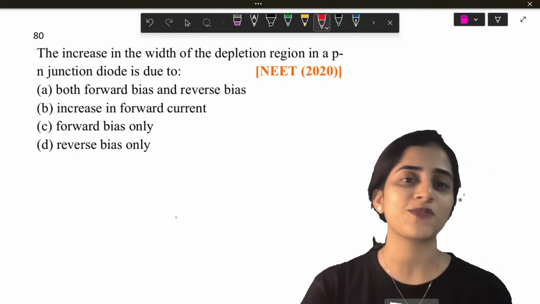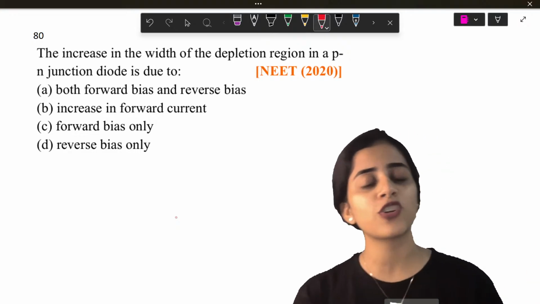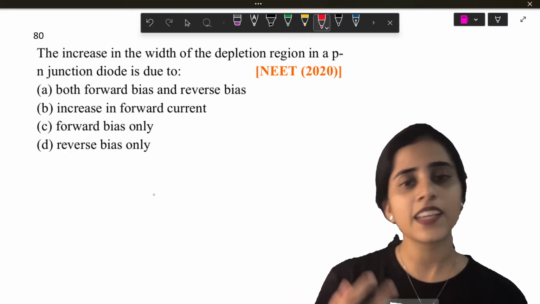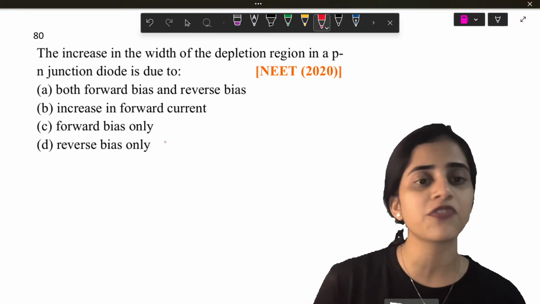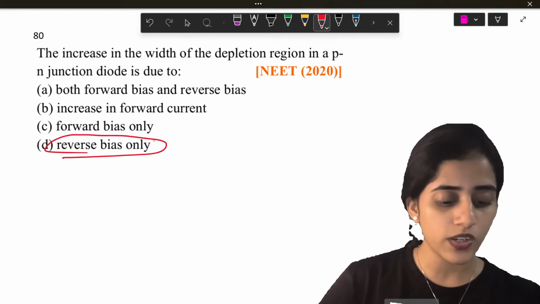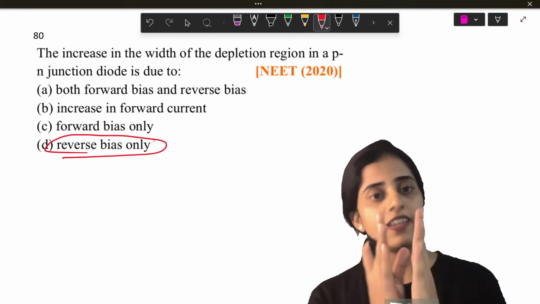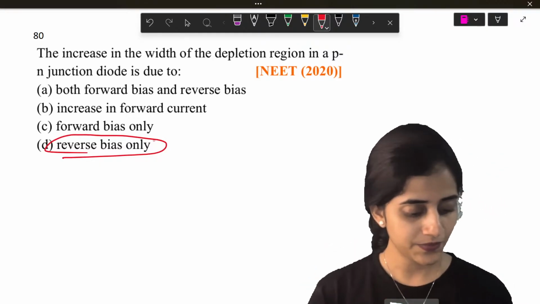Yeah, I miss all of you. What is the answer? Very easy question. I just put this question so that you feel full confident. The increase in width of the depletion region in a PN junction diode is mainly because of reverse bias only. If it's forward bias, what happens? The depletion region will be very small. But this is mainly because of reverse biased only.